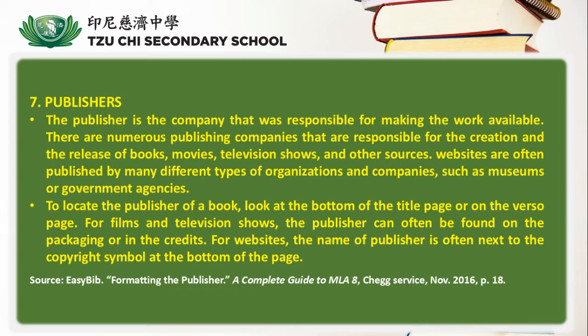To locate the publisher of a book, look at the bottom of the title page or on the verso page. For films and television shows, the publisher can often be found on the packaging or in the credits section. For websites, the name of the publisher is often next to the copyright symbol at the bottom of the page.